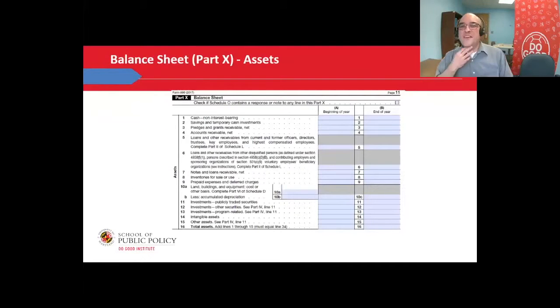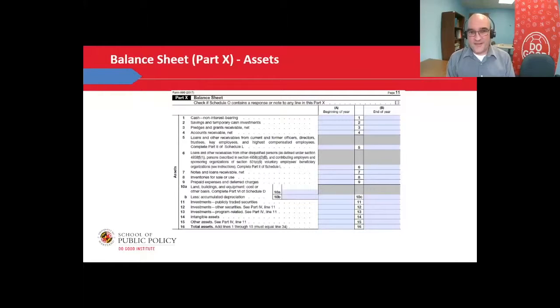So what we see when we look at the balance sheet for an organization are the same categories of information as we see on a balance sheet from the made-up human rights organization that we were looking at earlier. The balance sheet, Part 10, actually is one page long in portrait format. This is the top part of that page.